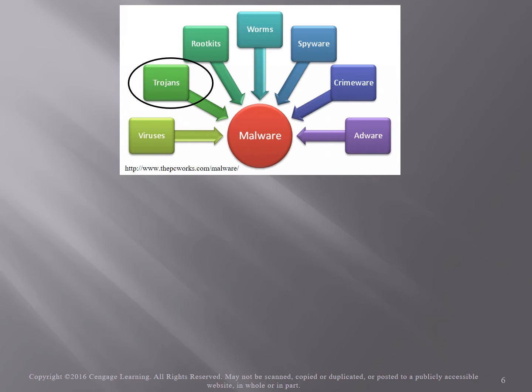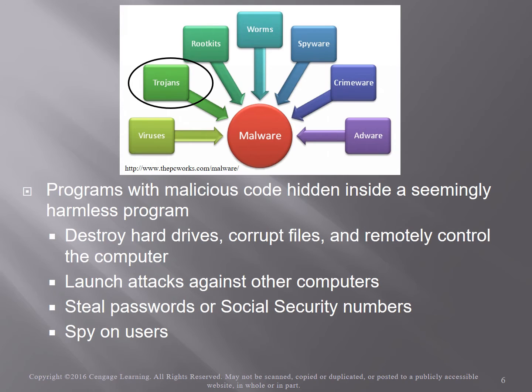A Trojan horse is another type of exploit you may have heard of, and it seems like a regular, normal, or harmless program, but it can do things like wipe out your hard drive and corrupt your files. It can remotely control your computer and, from that, launch attacks against other computers. It can steal passwords, social security numbers, and other personal information, and it can spy on you.